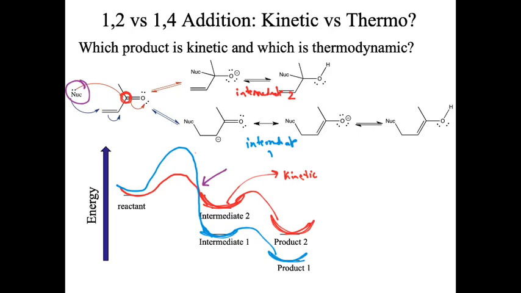I'll accept two answers. Produce first, or it happens fastest. Okay. It's a weak tie. You should be able to do better than that. Why does it react faster? The activation energy is smaller than it is for the other one. Why is the blue one the thermodynamic? It's lower in energy, it's more stable.